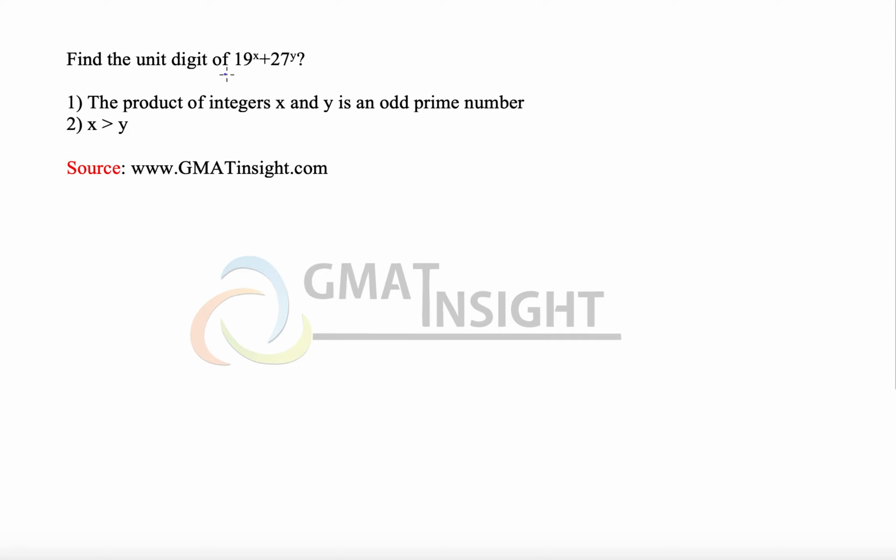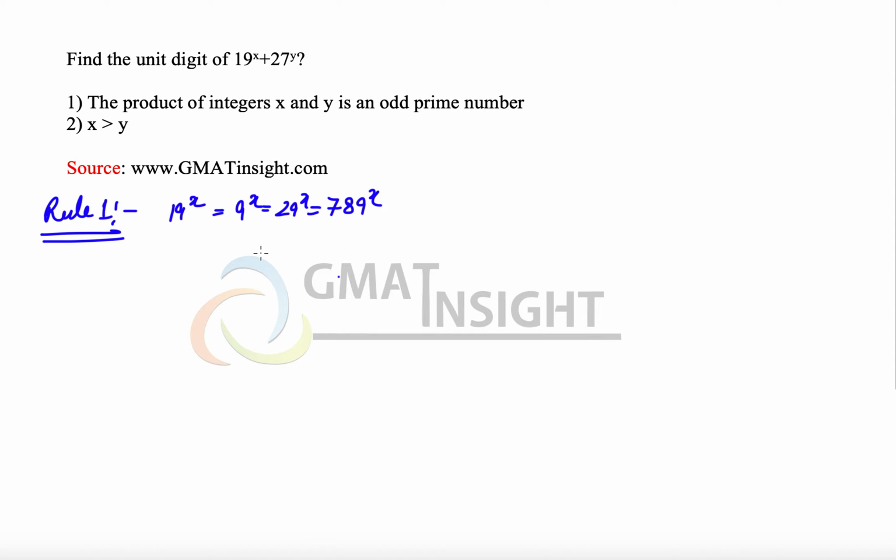Find the unit digit of 19 raised to the power x plus 27 raised to the power y. So there are quickly two rules that I want to state. Rule number one is that while calculating the unit digit, only the unit digit of the number matters. That means 19 to the power x will have the same unit digit as 9 to the power x, or 29 raised to the power x, or 789 raised to the power x.